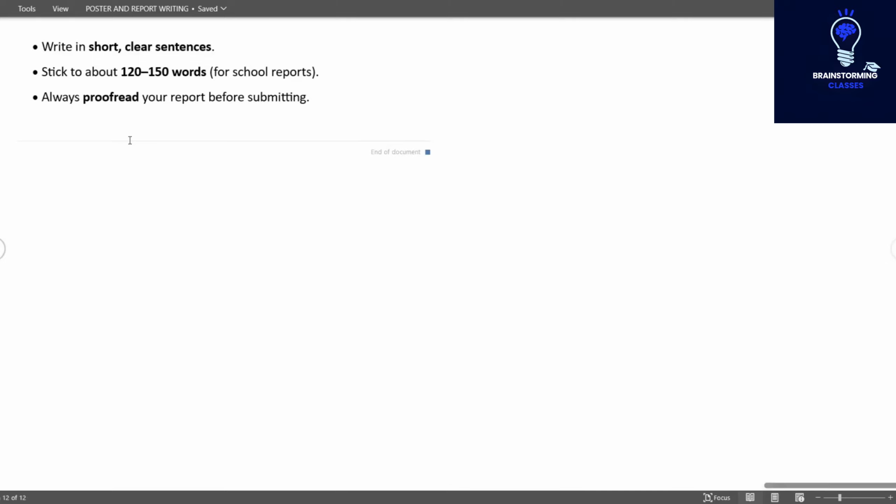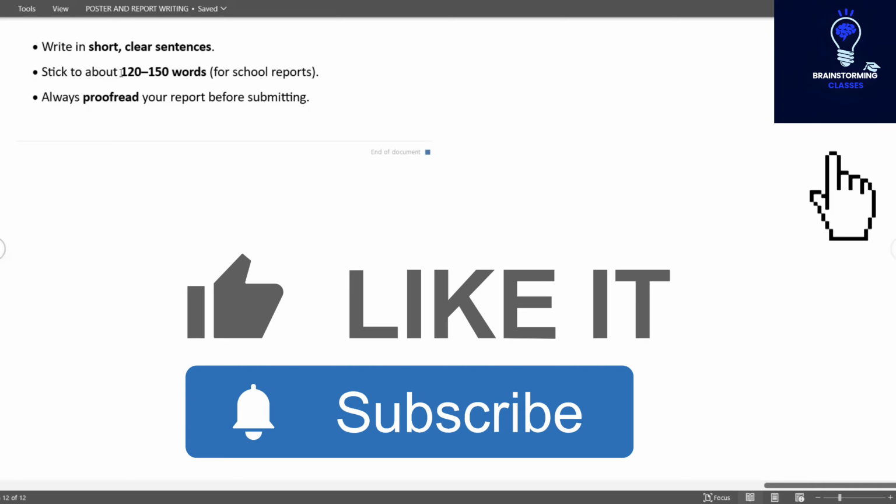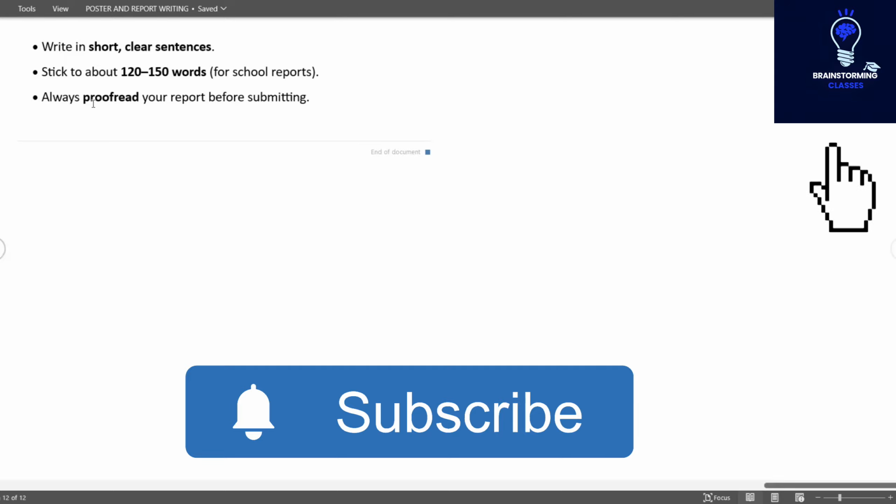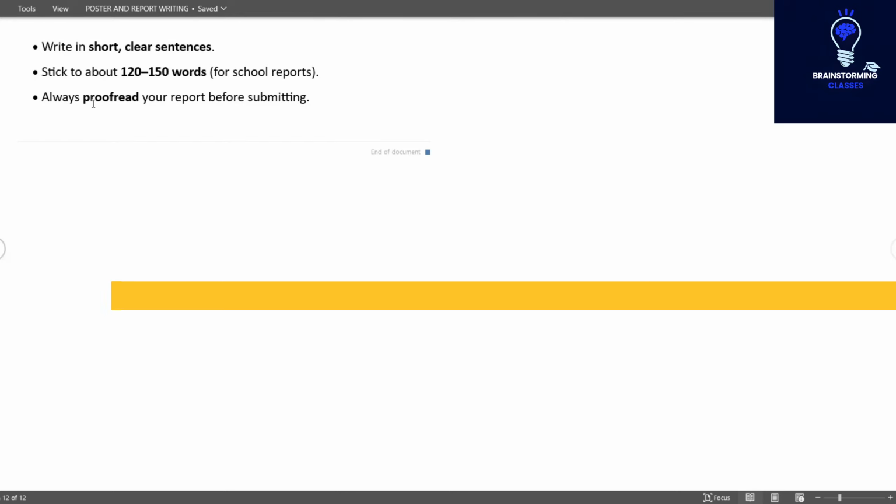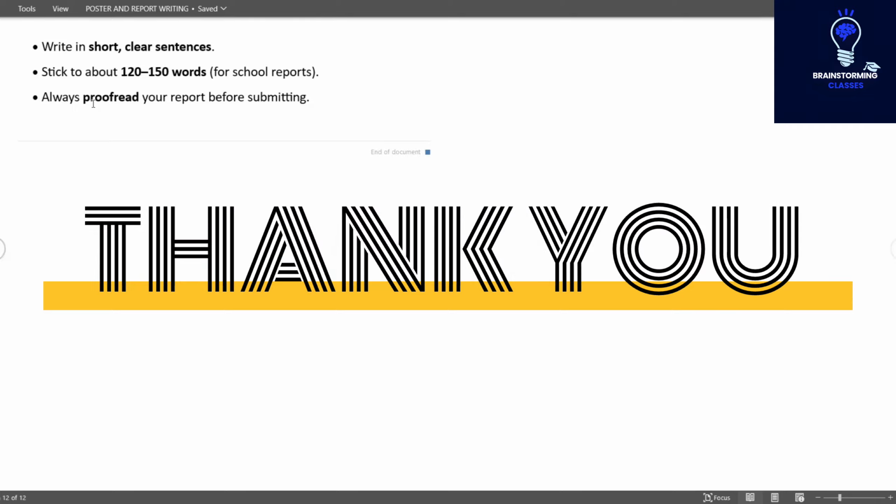Then the sentences should be very short and clear. It is better to write within 100 words if it is specified. I believe that you should not exceed more than 120 words. This is something I believe. And always proofread: once you complete writing the report, you have to read it twice or thrice, so that if there is any mistake, you can correct it then and there. You understand? Thank you.